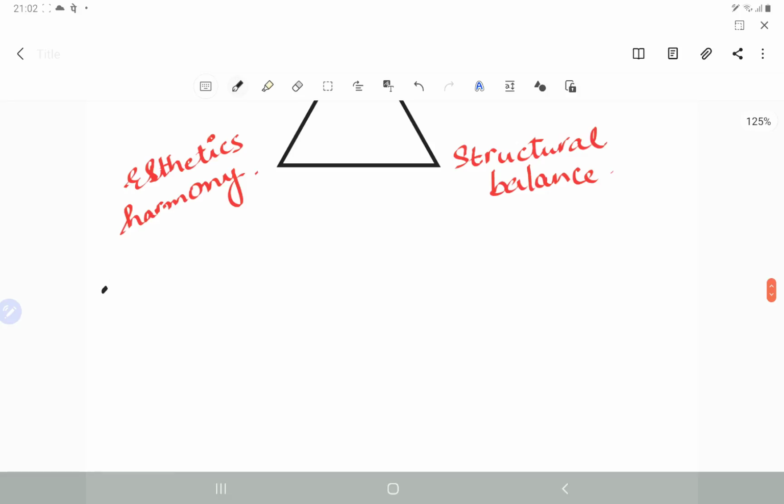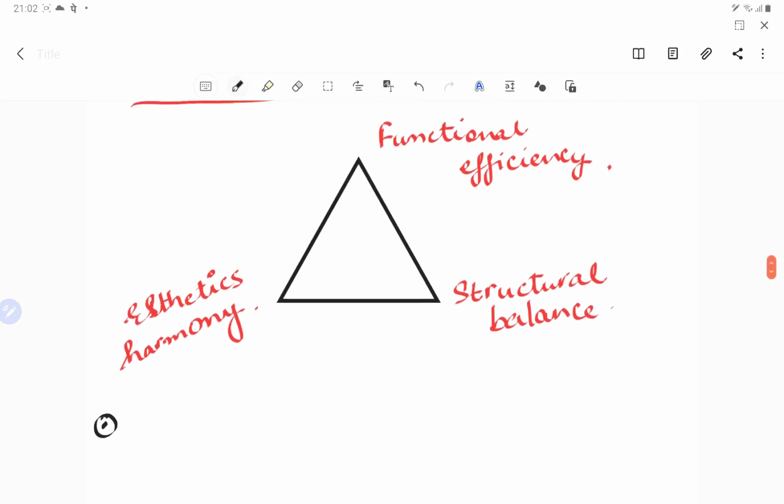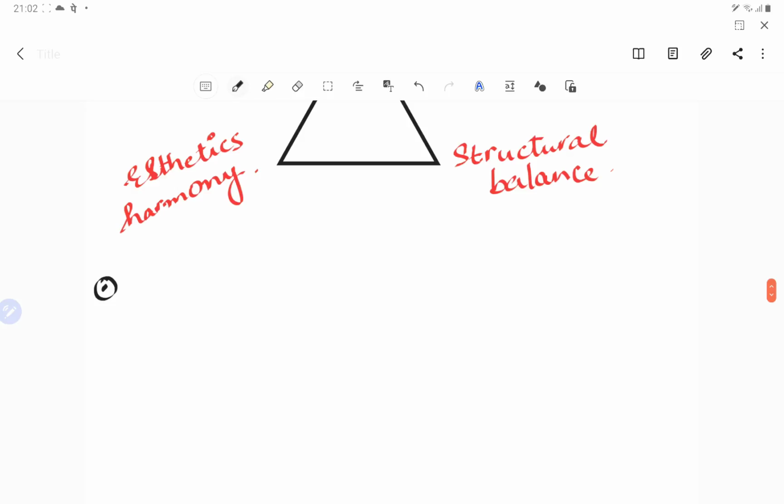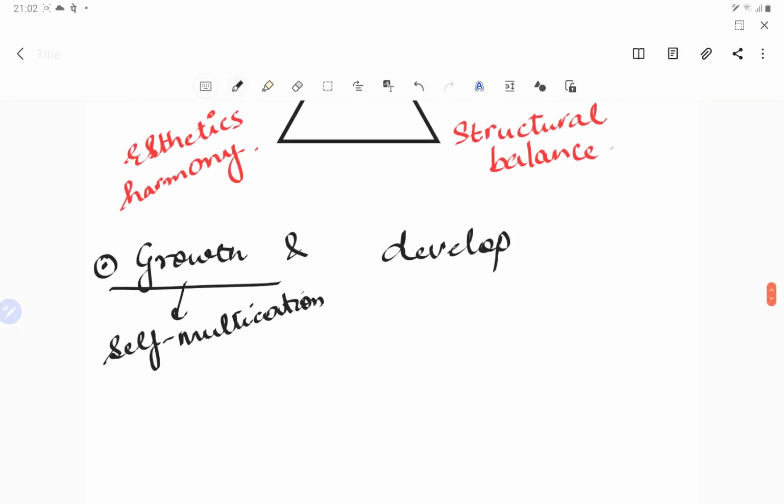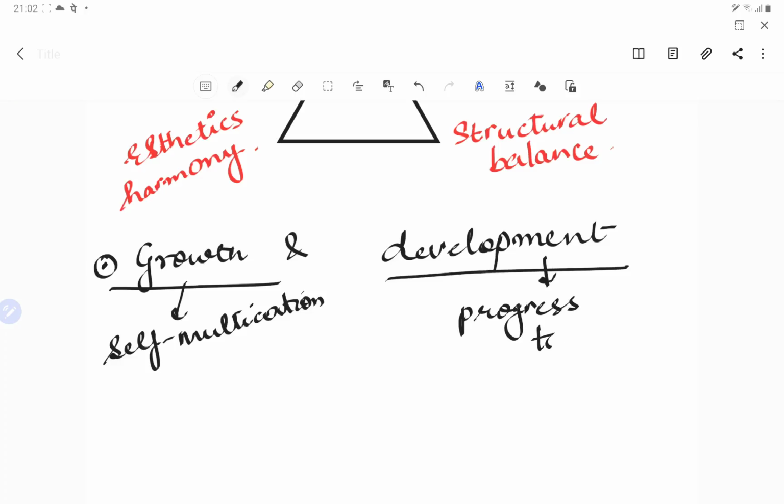Now talking about the main important part of part 1 of our orthodontic series: growth and development. What do you mean by growth? There are many definitions. Growth is the self multiplication of a living substance, which was given by Huxley. Development, on the other hand, means progression towards maturity, which was given by Todd. Again, there are many definitions for development also.